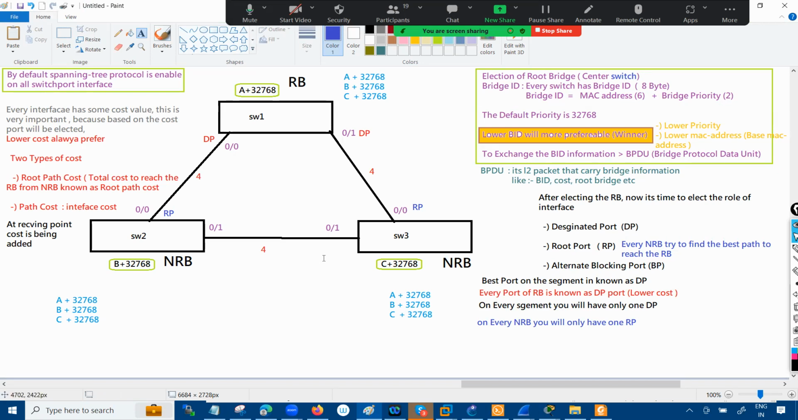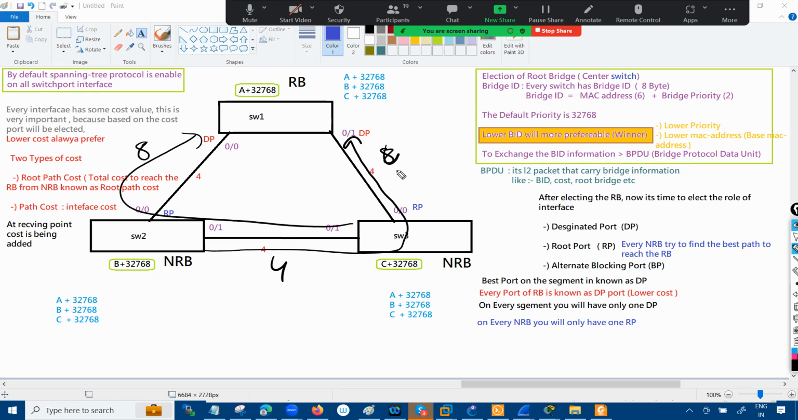Now, in this case, what happened? Once your cost becomes a tie, have a look over there. If switch 2 goes, because we already did the selection of this particular interface, I cannot go by this one. So if I go to the root bridge this way, and if I go this way, the cost is the same, right? See, the cost is the same. 4 plus 4, 8. 4 plus 4, 8. If the cost ties, then what?